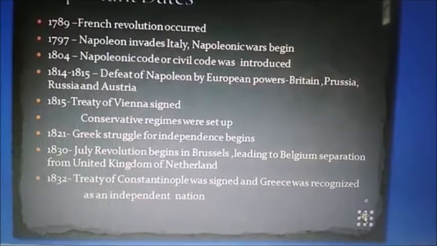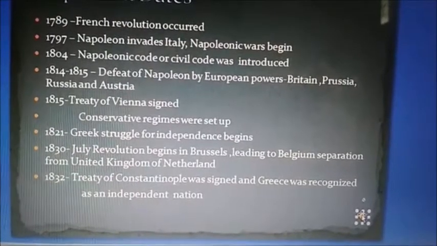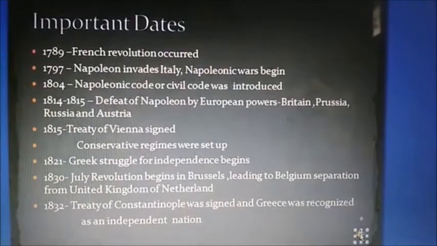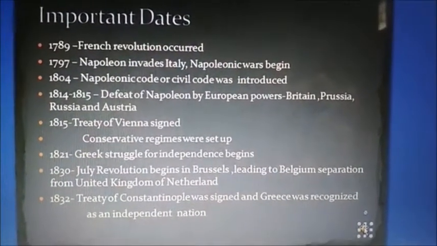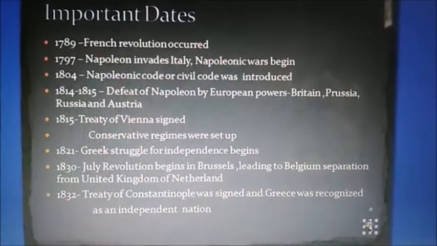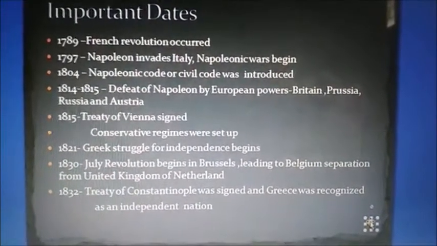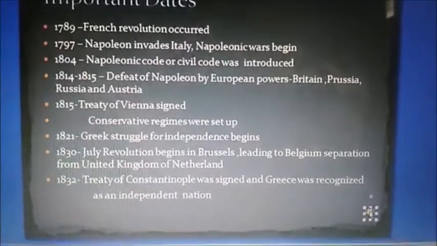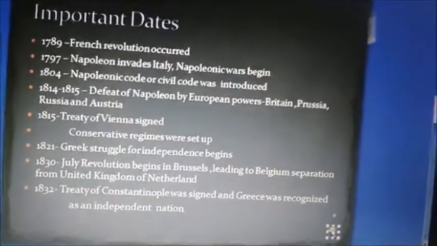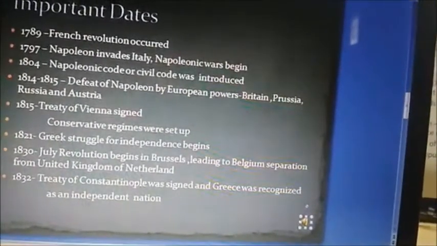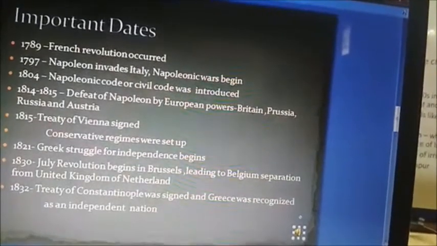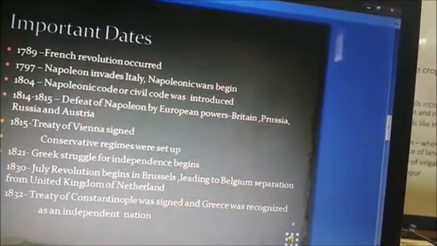Next is the year 1830, when July Revolution begins in Brussels, and this leads to Belgium's separation from United Kingdom of Netherlands. Next is the period 1832, where the Treaty of Constantinople was signed and Greece was recognized as an independent nation. It got free from the control of the Ottoman Empire.